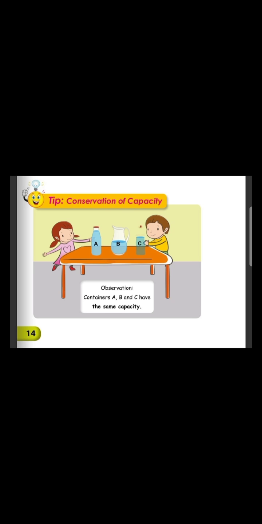Now we are going to look at the picture which shows conservation of capacity. So we have 3 containers A, B and C. Let us see what's written. Observation: containers A, B and C have the same capacity. Why, according to you, do they have the same capacity and how? They are in different containers. How can they have the same capacity? Let us find out in the coming video.